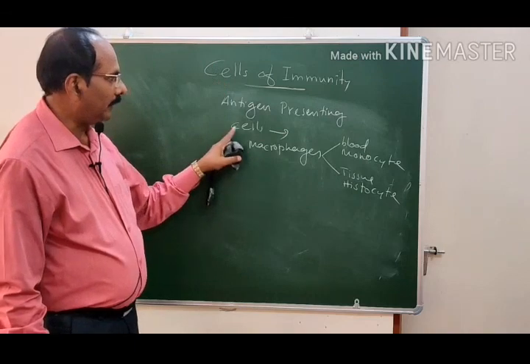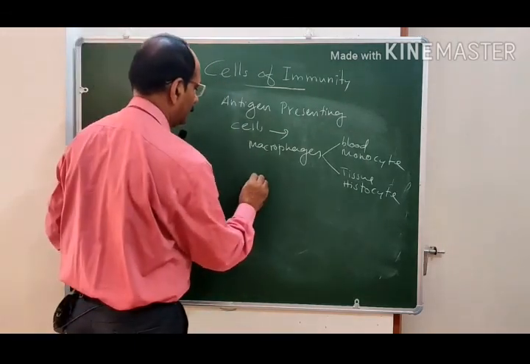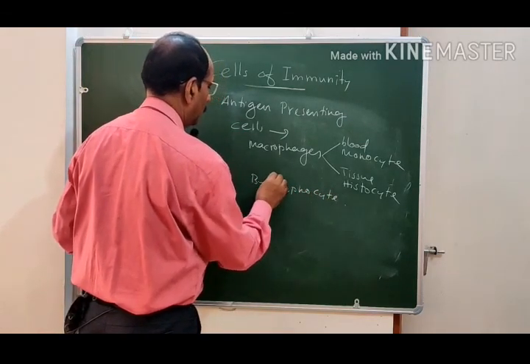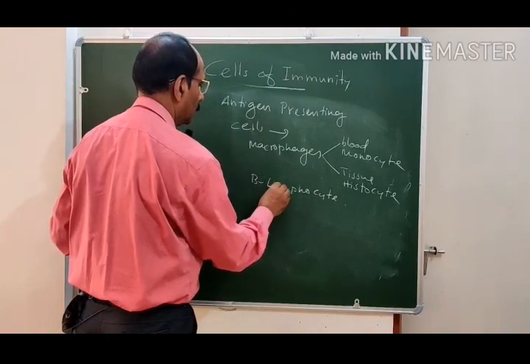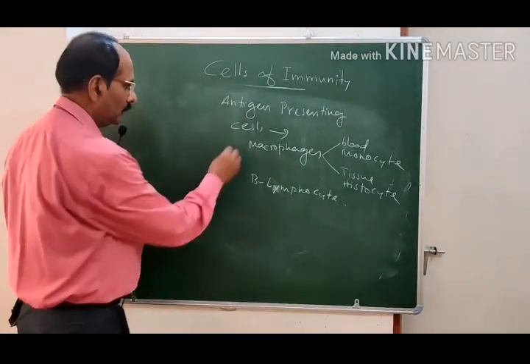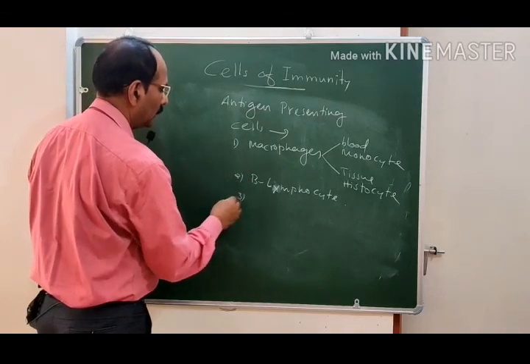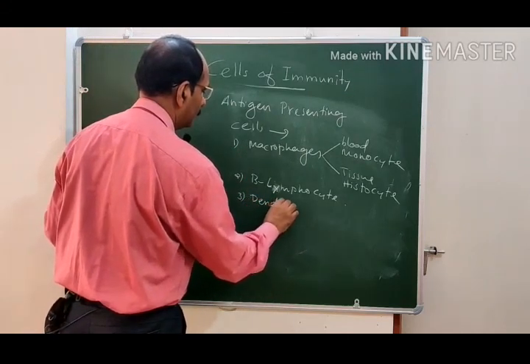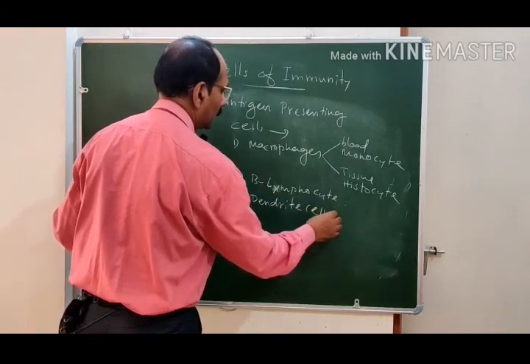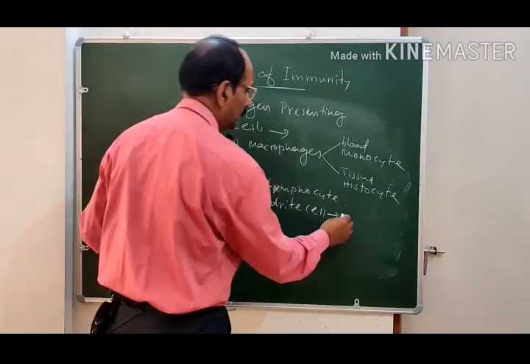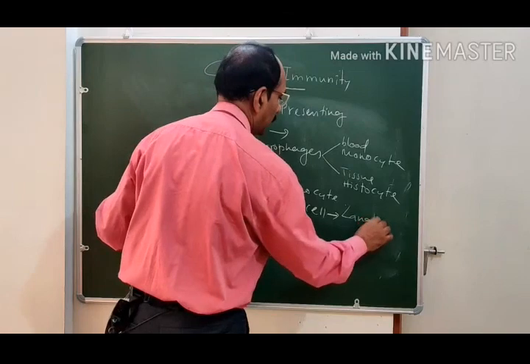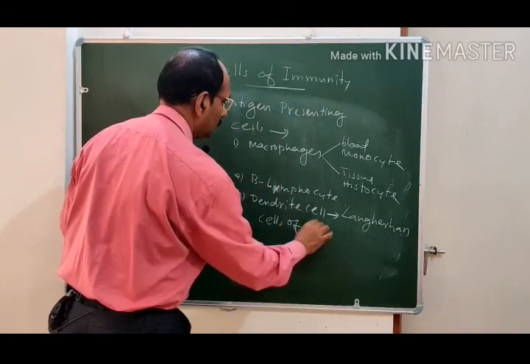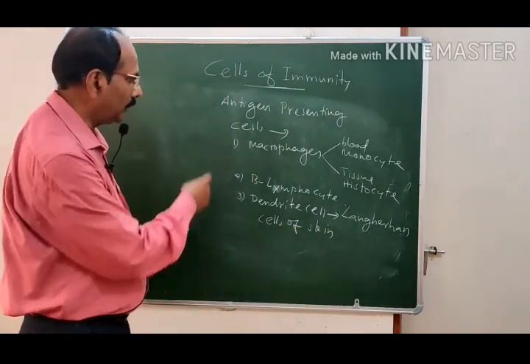Then another type of antigen presenting cell is the B lymphocyte. We already studied that the same B lymphocyte also works as an antigen presenting cell. The third one is the dendrite cells. An example of the dendrite cell is the Langerhans cells of the skin. So these are the different types of antigen presenting cells.